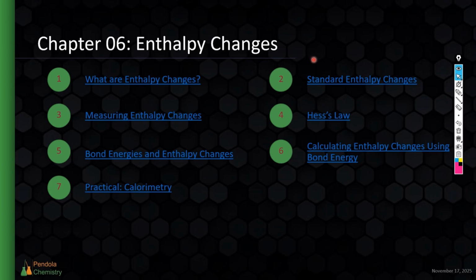And then we're going to move more into the mathematics of enthalpy, into measuring the enthalpy changes and Hess's law, bond energies and what that means, and calculating enthalpy changes using bond energies. So we're going to go through 6 different sections, as well as one practical exam, which is a calorimetry practical. So let's get started with section 1.